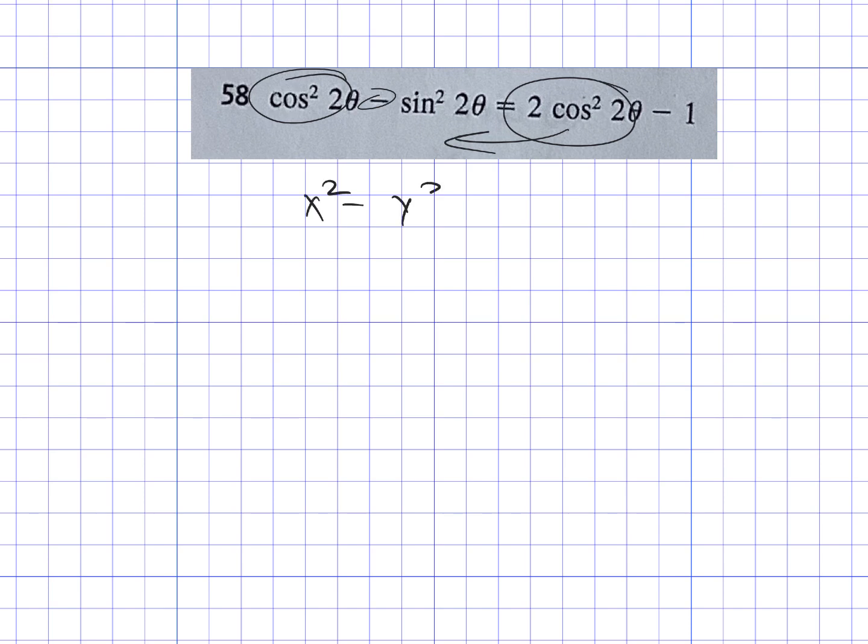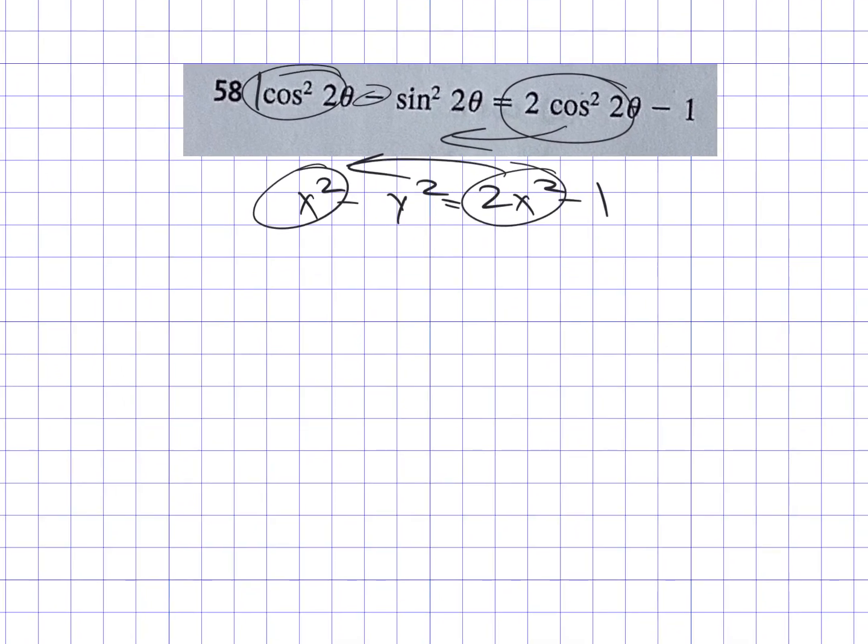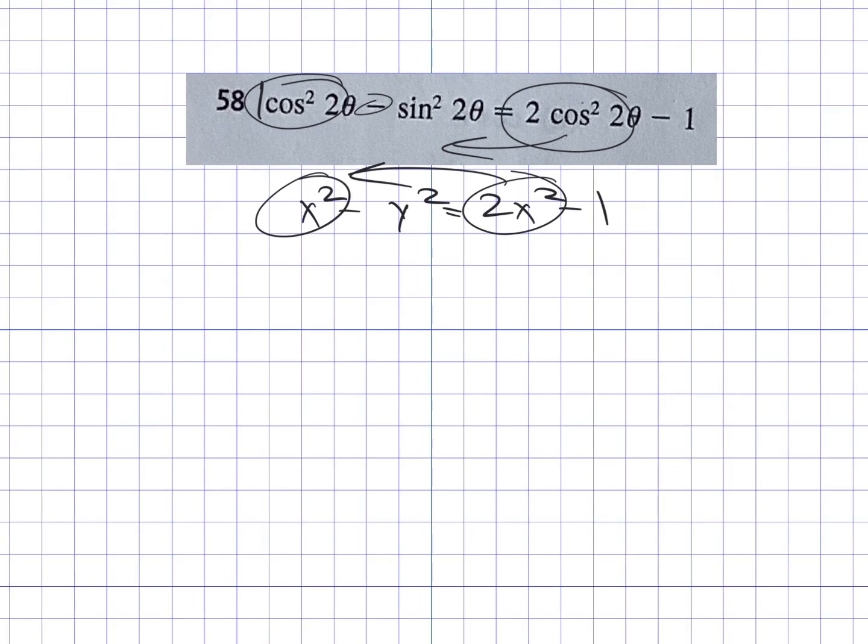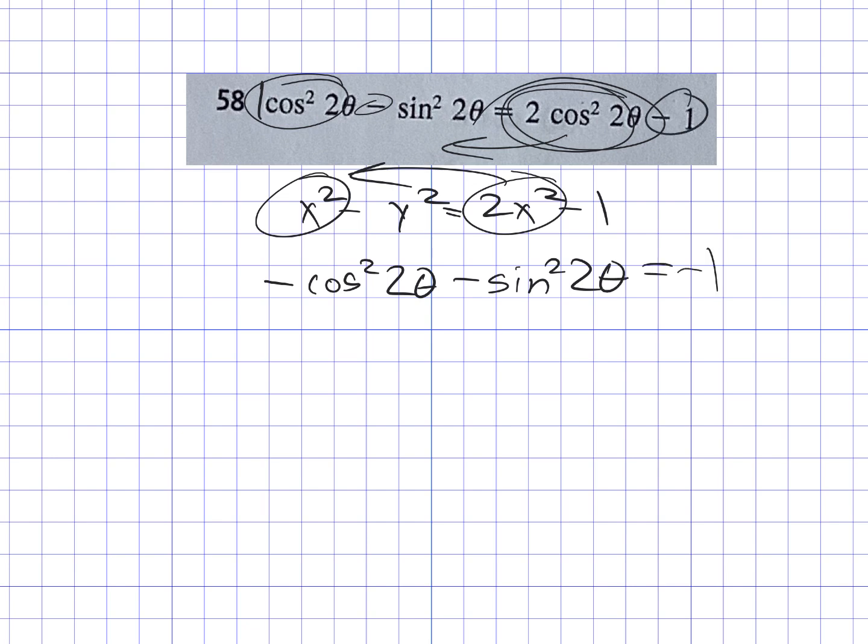x squared minus y squared equals 2x squared minus 1, if you like the algebra part. So I'm going to put my x squared together. I'm going to subtract 2x squared over there, except it's 2 cosine squared. So you have a 1 cosine squared, minus the 2 cosine squared. So 1 minus 2 is negative 1 cosine squared of 2 theta. You still have the minus sine squared of 2 theta equals, and you still have a negative 1 on the right side. Everything's negative. It doesn't matter if it's all negative.